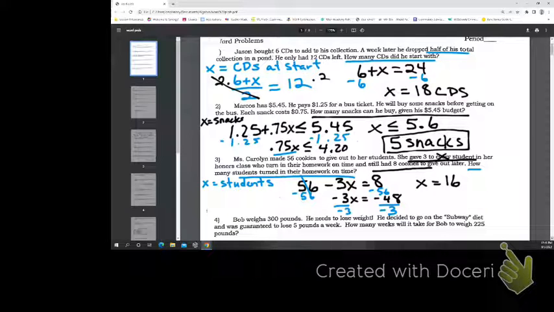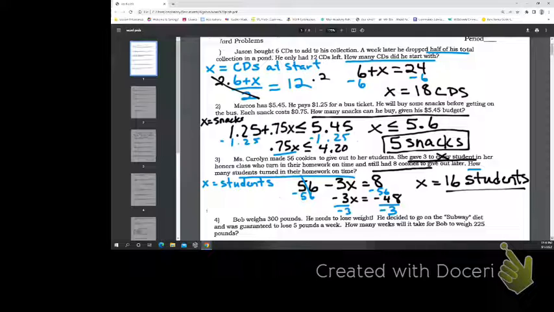So 48 divided by 3 is 16. So 16 students. How many students turn their work in on time? 16 students. I don't require that you do this. By the way, I call that defining a variable.